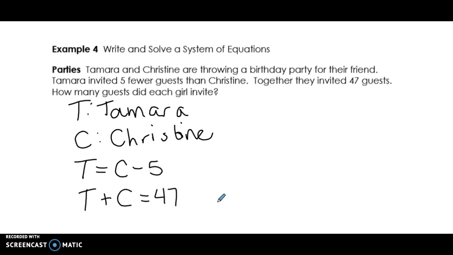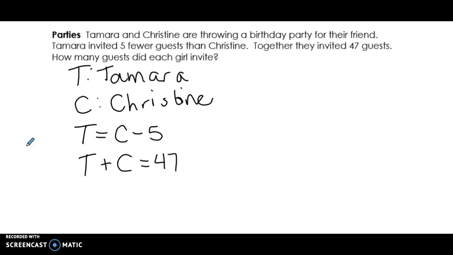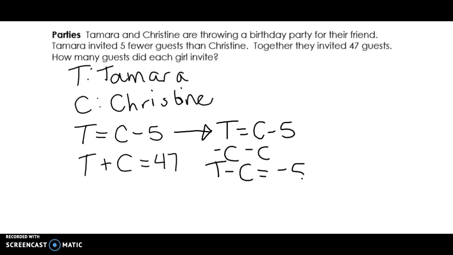All right, so now I've got to add these together to eliminate a variable, but you'll see these aren't all lined up with each other because the equal signs are in different places. So with that first equation, t equals c minus 5, I'm going to subtract c over to the other side. So now I have t minus c equals negative 5. If I line that up, here's my system that I came up with. I'm going to line that up with the next equation, which was t plus c equals 47.